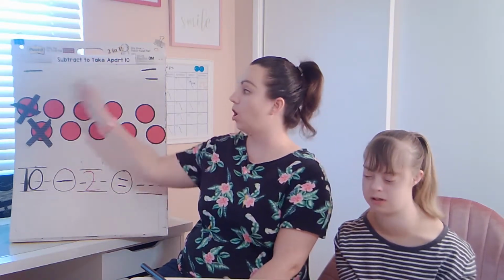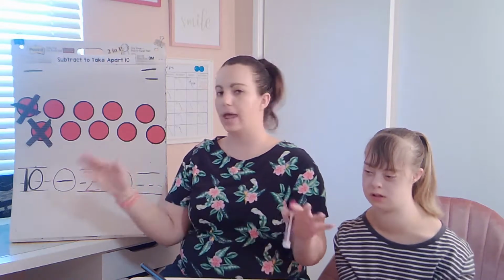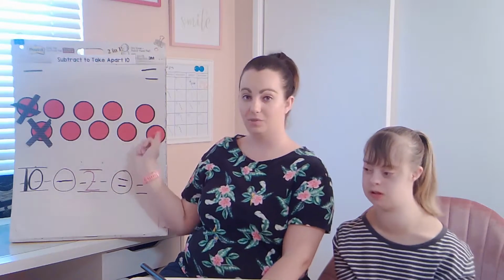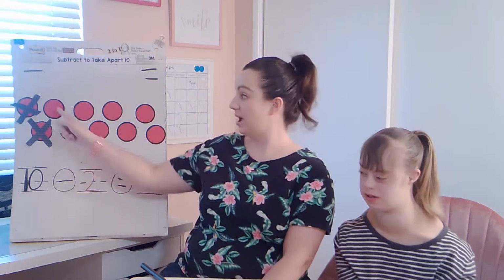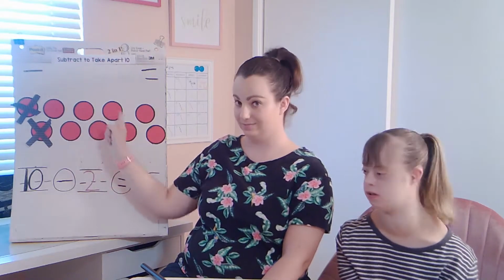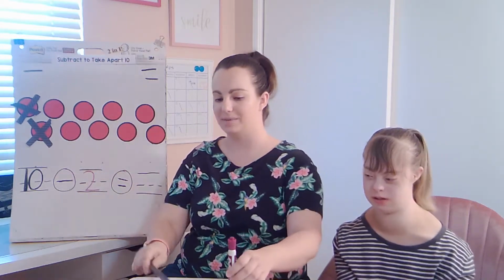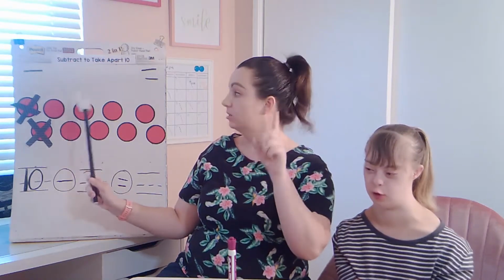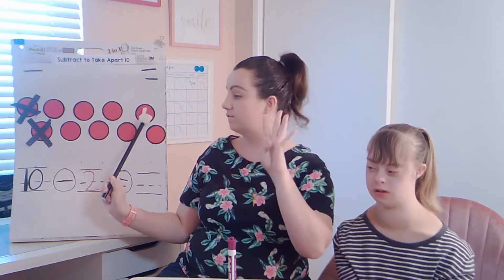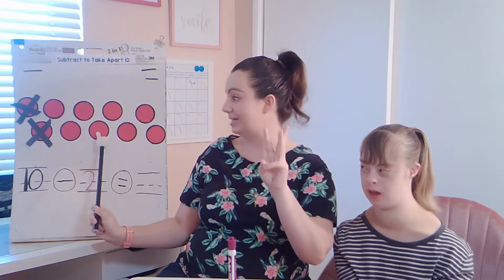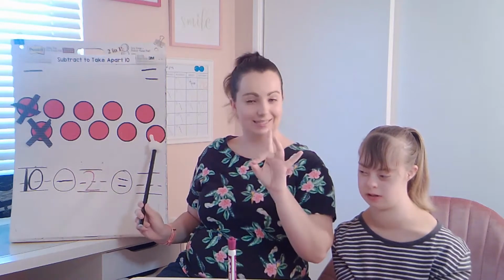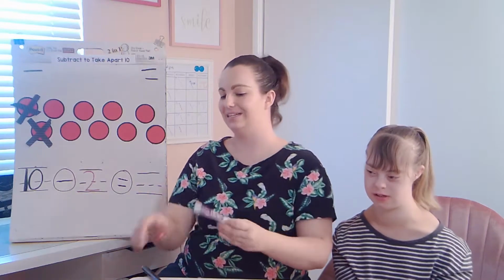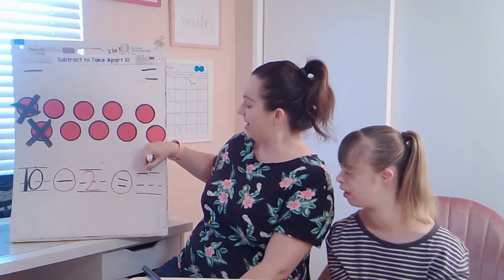How many are left? How many aren't X'd out? How many aren't crossed out? How many are left here? Okay, so now we're going to count the ones that are left. Get ready to count with me. Ready, set, count with me. 1, 2, 3, 4, 5, 6, 7, 8. How many are left? I would say 8. 8. Great job, Kaylee. So we are going to write our answer 8 right here.